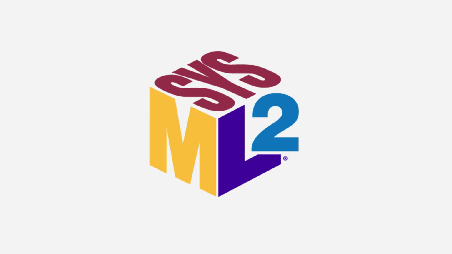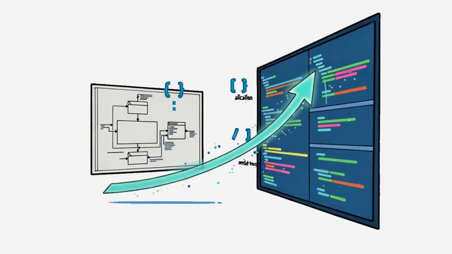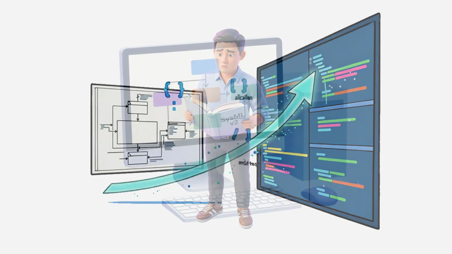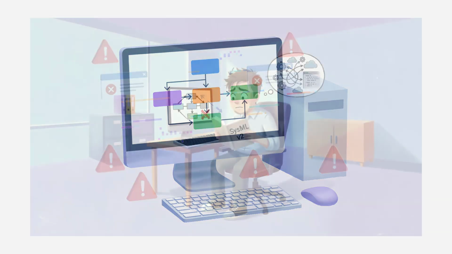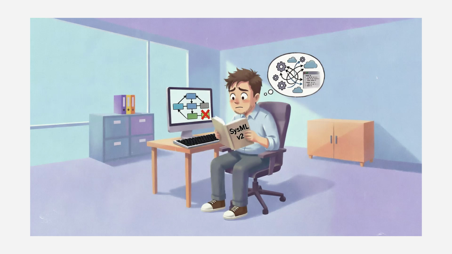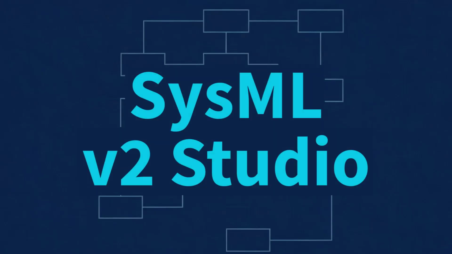SysML V2 is a massive leap forward for systems engineering. But let's be honest, its shift to a fully textual notation has left many engineers feeling overwhelmed. Traditional modeling tools haven't made things easier. They're often clunky, desktop-bound, slow to update, or worse, unreliable. If you've ever felt intimidated by SysML V2 syntax or frustrated by tools that constantly throw false errors, you're definitely not alone. That's exactly why we built SysML V2 Studio at Visual Paradigm.